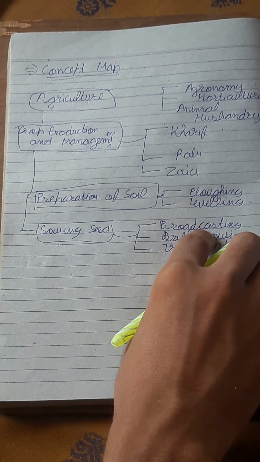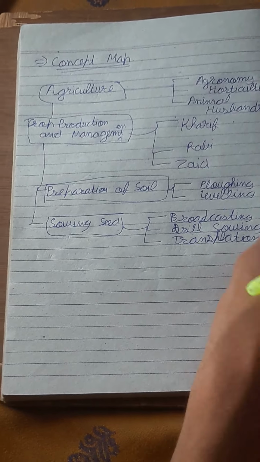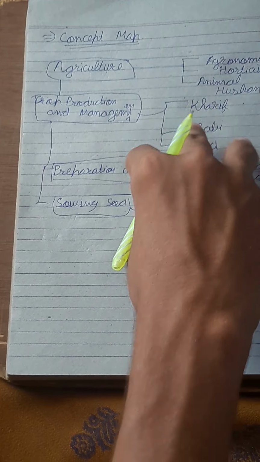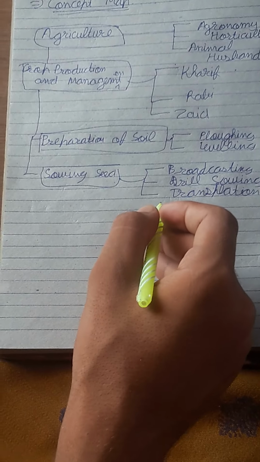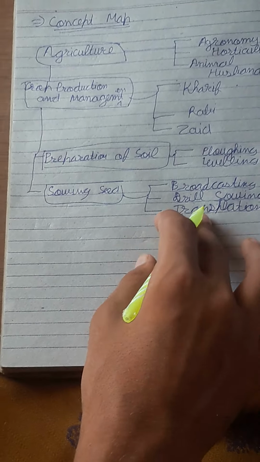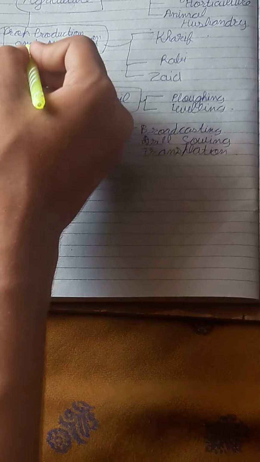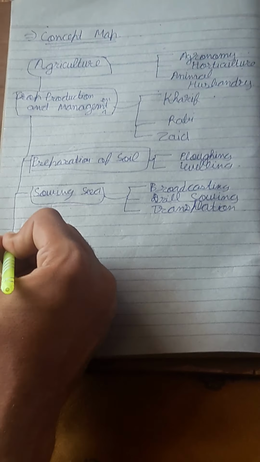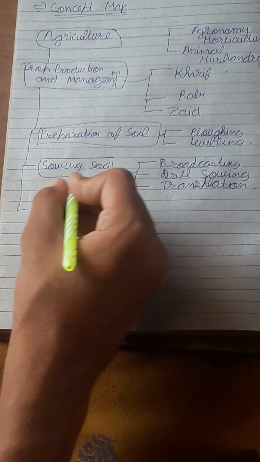In the seed drill, the seeds are spread with a seed drill having a funnel attached to a plow. And we learn about seedlings which are sown in nurseries and transferred to the fields. This is called transplantation. Now, the third step of crop production and management is manuring.